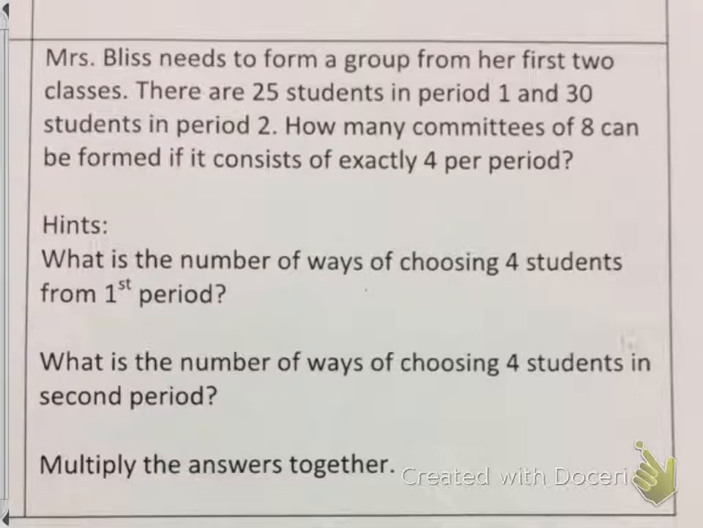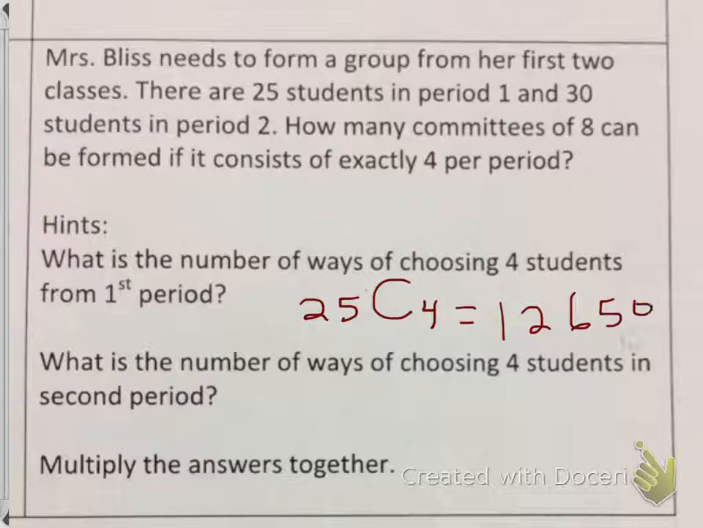So again, the hints here say, well, what's the number of ways of choosing 4 students from period 1? Well, how many students were in period 1? There's 25. I'm going to choose them 4 at a time. Again, this is a combination because order does not matter here. And I can find that number on my calculator. That number is 12,650 if I punch it in right.